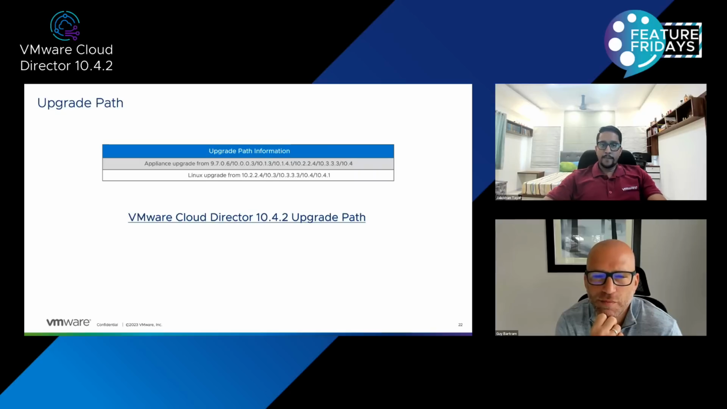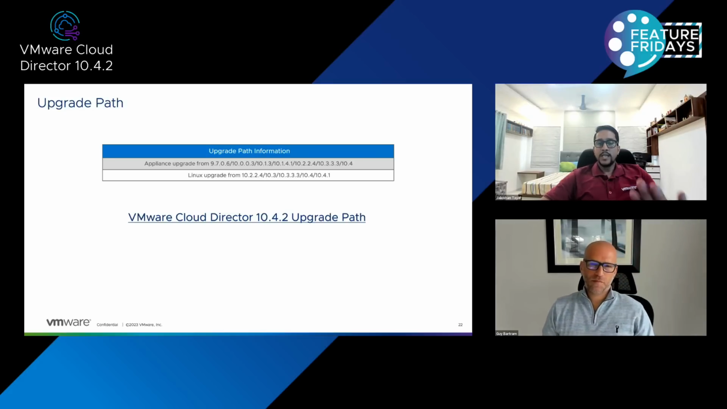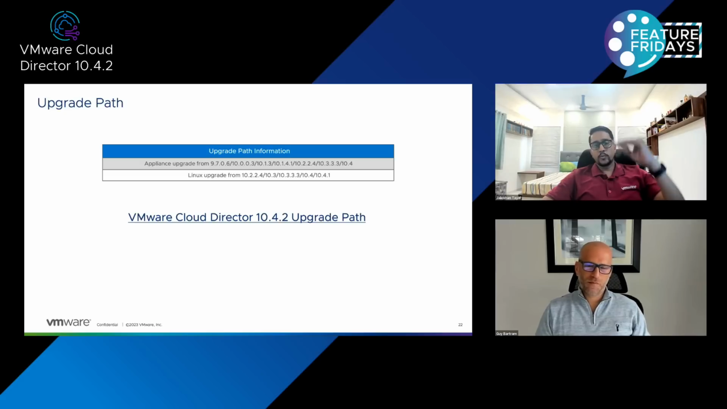If it's an appliance, we support the upgrade path from 9.7 up to 10.4. But again, it's not straightforward. If you're on 9.7, for example, you have to go to a certain level first and then go to 10.4. And if it's Linux, we also support Linux upgrade, but only from version 10.2.2.4 onwards. The best thing is to look at the upgrade path online. In the interoperability matrix, we have an upgrade tab. Check from what version to what version, what's the best path, take the path accordingly, and make sure you have your backups intact.